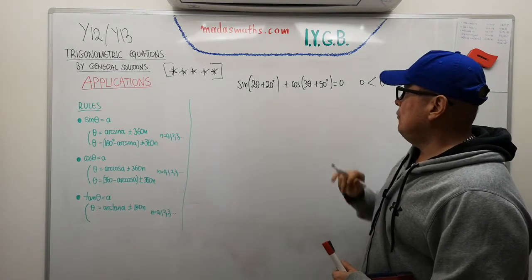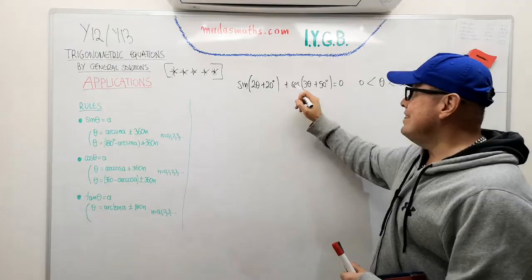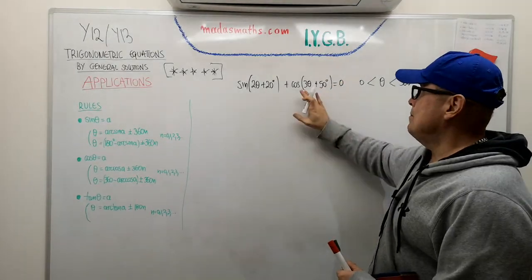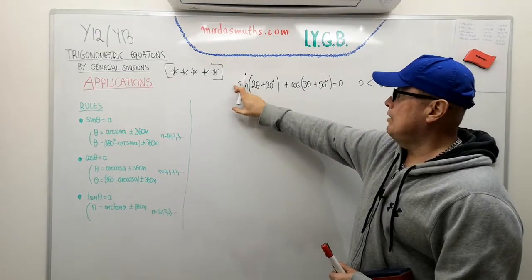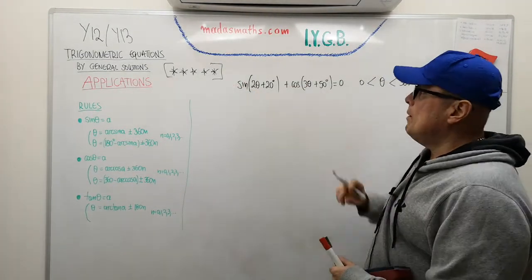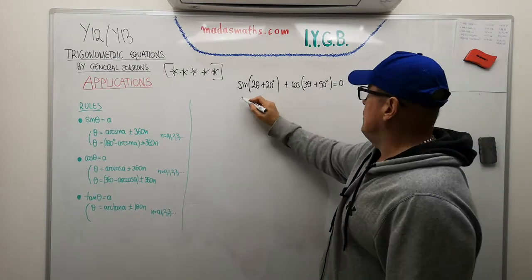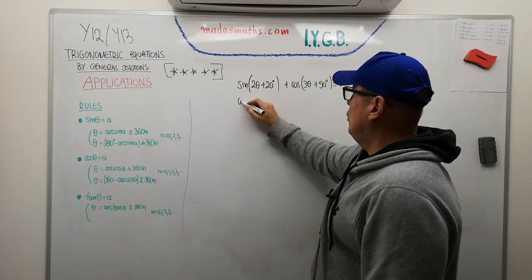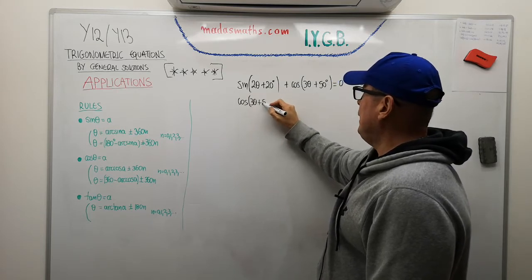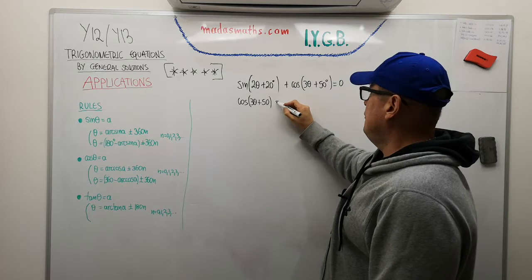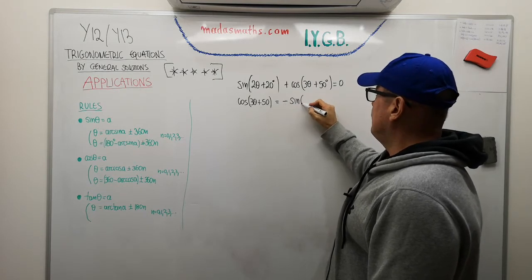If I have a minus in front of the cos, I cannot easily hide that minus inside the argument because cos is an even function. However, if I have a minus in front of the sine, I can put the minus inside the sine because sine is an odd function. So with that in mind, I'm going to leave the cos of 3 theta plus 50 on the left, and I'm going to take the sine to the right hand side.